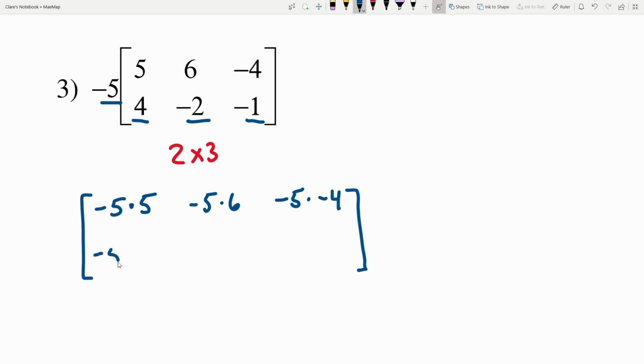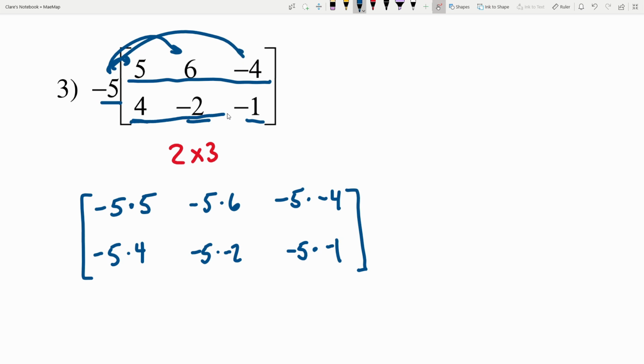So that'll be negative 5 times 4, negative 5 times negative 2, and then negative 5 times negative 1. So see how nicely everything lines up. Row 1 stays as row 1. It just gets multiplied by negative 5 for each of those elements. Row 2 stays as row 2. It just gets multiplied by negative 5 as well.